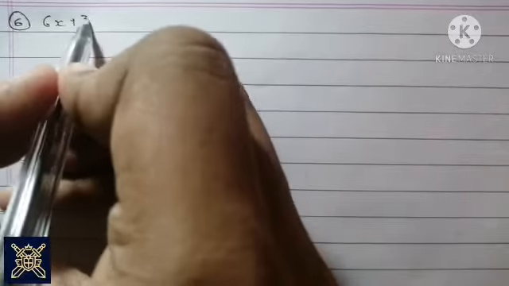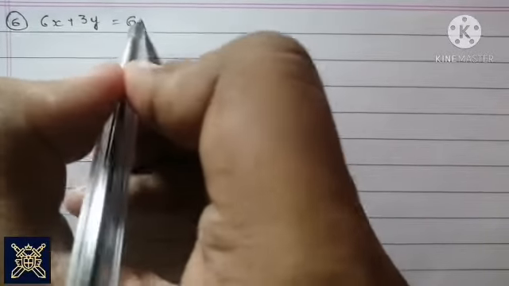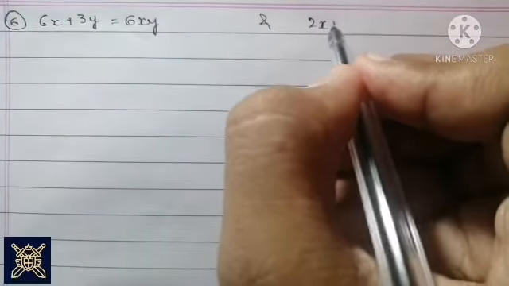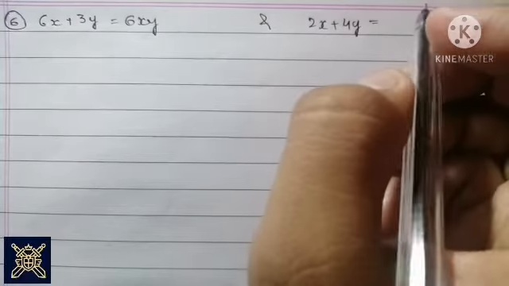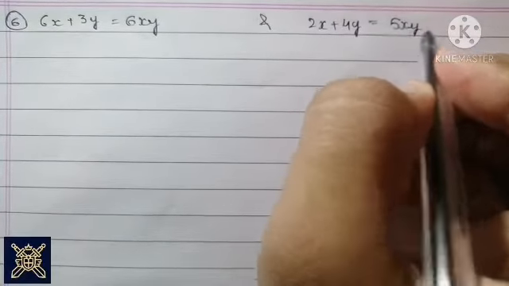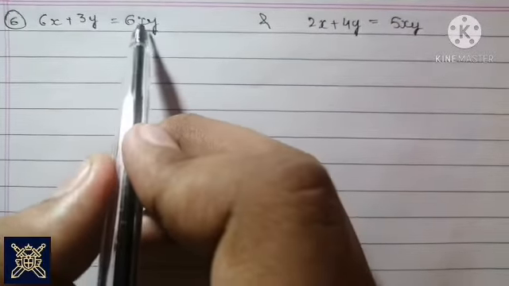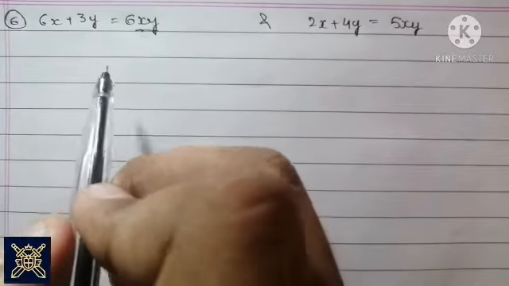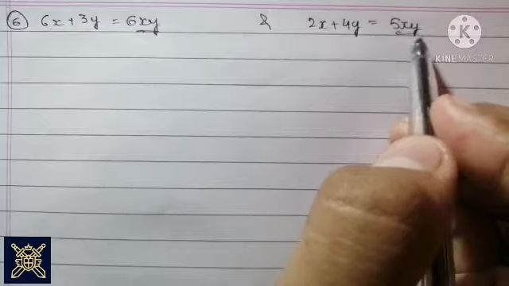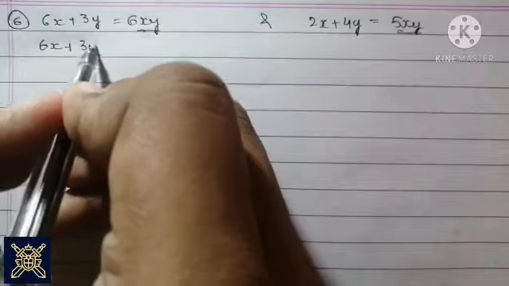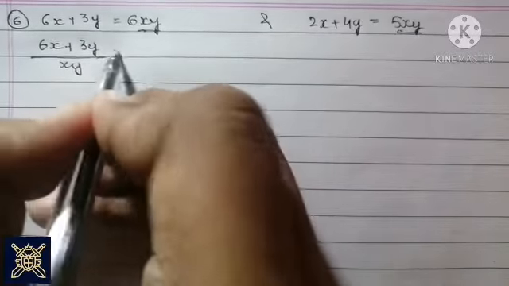In the sixth part, the given equations are 6x plus 3y is equal to 6xy and 2x plus 4y is equal to 5xy. Again, as you can see, you have this xy term, and when you send this xy over there, it will become the denominator. So let's do this. Send the xy to the denominator. So you have (6x plus 3y) upon xy is equal to 6.